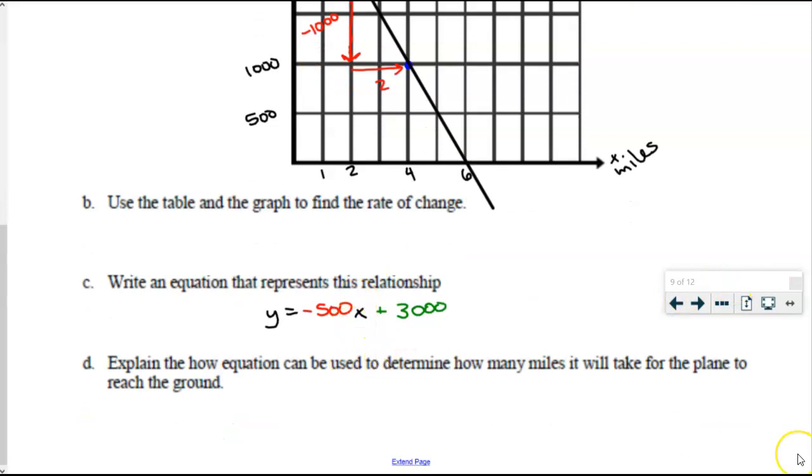Explain how that equation can be used to determine how many miles it will take for the plane to reach the ground. Well, I've already seen what that looks like in the graph. Here's the elevation of 1,000, 500. That would be an elevation of 0, also known as the ground. So how long does it take for the plane to reach that? That takes 6 miles. How can we use the equation though?